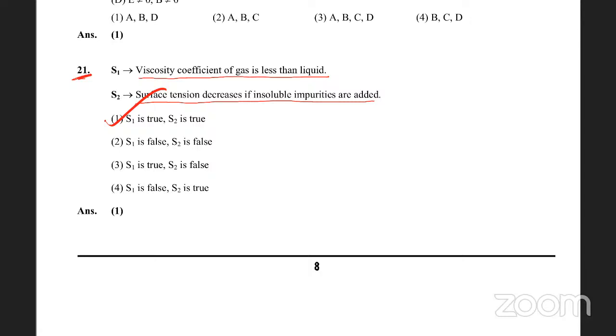So generally, if you add soap solution to water, the surface tension decreases. And the viscosity of a liquid is more than that of a gas, because if you look at castor oil, the viscosity is more when compared to air.